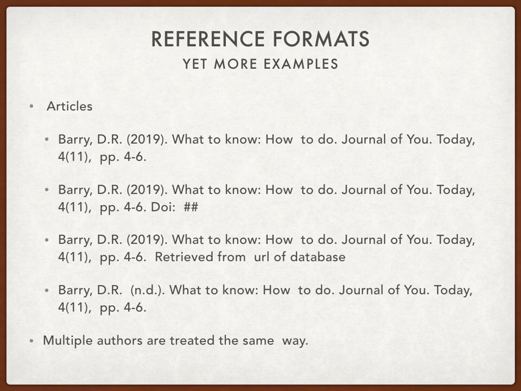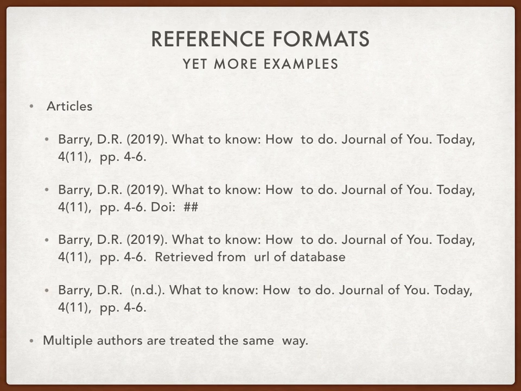The name of the journal, comma, and then the volume. The name of the journal and the volume are italicized. The issue number, which is inside the parentheses, is not italicized. And then the pages where the article is found. If the article, or it's a book, has a DOI number, then you put that at the end.